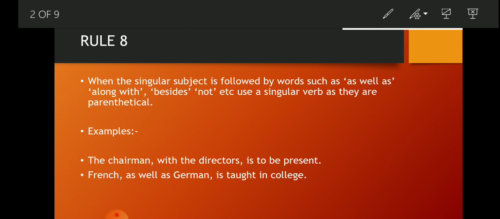With the rule number 8, continuing with it, when the singular subject is followed by words such as well as, along with, besides, not, etc., use a singular verb as they are parenthetical. Now, here in the example number 1, the chairman with the directors is to be present. Here, the chairman is the singular subject and with the director, or even we can use along with the director, it will be the parenthetical statement.